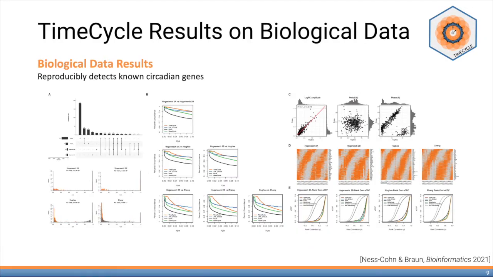Results on biological data demonstrated that time cycle was able to correctly identify known circadian genes across the datasets, as well as showed high concordance across datasets. I.e., if a gene was identified as cycling or non-cycling in one dataset, with high probability it would be similarly classified as cycling or non-cycling in the other dataset.